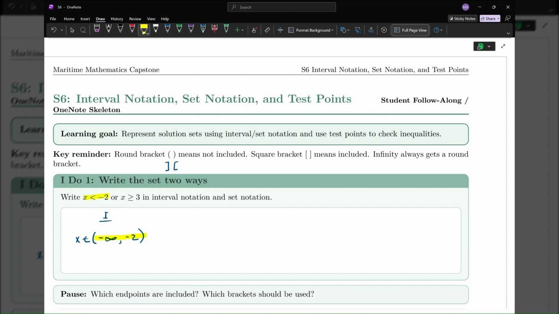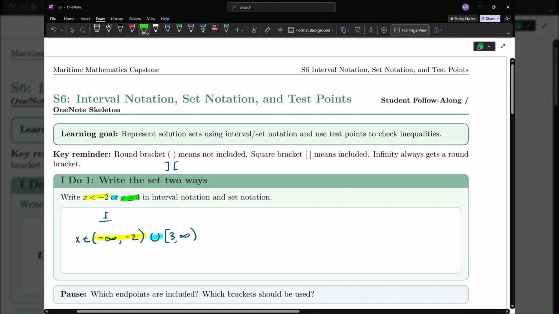But I also want x greater than or equal to 3. The way we write or is with the union sign. That means or. And the final piece is x is greater than or equal to 3. So this interval starts at 3 and goes all the way up to infinity. Again, we can't include infinity. We do want to include the 3, so 3 gets a square bracket, and that is interval notation. Notice all those pieces are necessary for the final product.